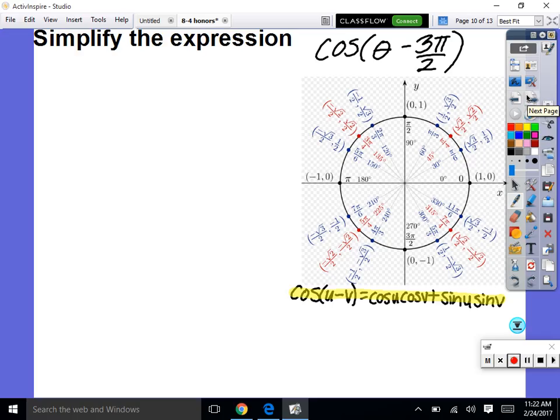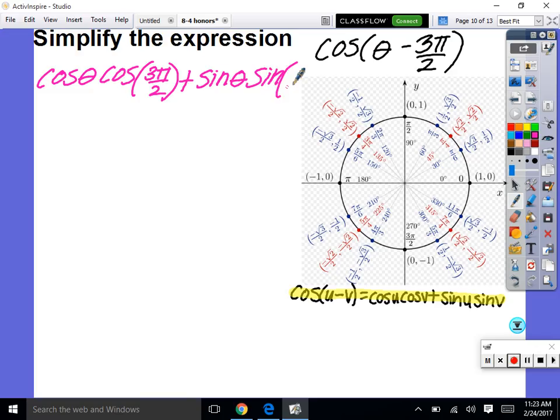Okay, so with this one, it says simplify the expression. So we could do it, you're right, using one of our identities. If I said simplify the expression, oh no, this one isn't one of our identities though, right? So this one, we would split up and rewrite it. So this would be cosine of theta, cosine of 3 pi halves, plus sine of theta, sine of 3 pi halves. I'm just using that formula. And now we can simplify it.